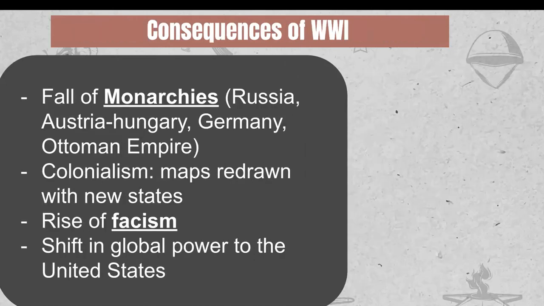All right, so consequences of World War I. First, we're going to see the fall of monarchy, specifically within Russia, with the Communist Revolution as well, Austria-Hungary, Germany, and the Ottoman Empire. Colonialism is also going to happen within this period. Maps are going to be redrawn. We'll see that with the Ottoman Empire specifically. There will be the rise of fascism, and then we will see a shift in global power where the United States is actually going to be the most powerful industrial power after World War I, which was not the case before World War I.